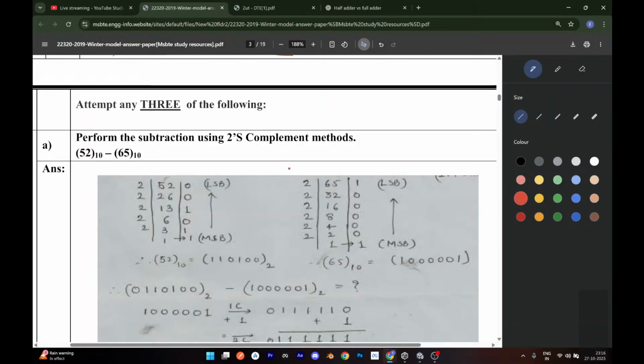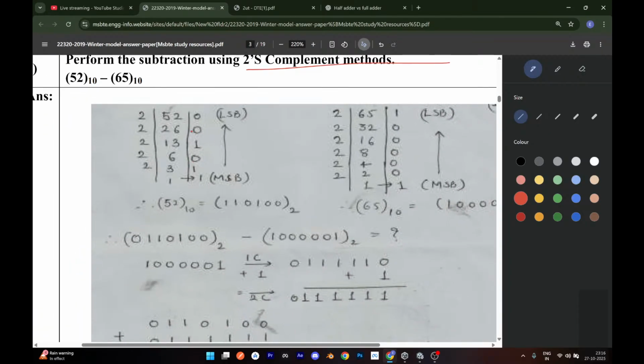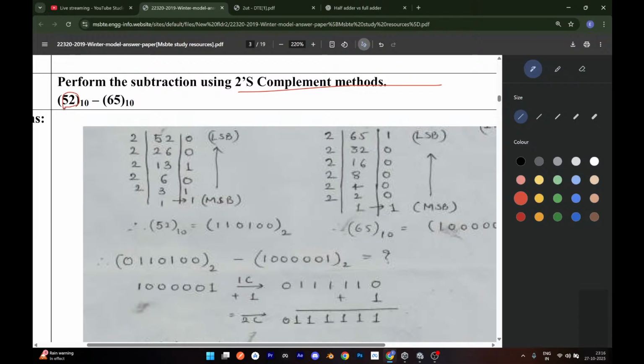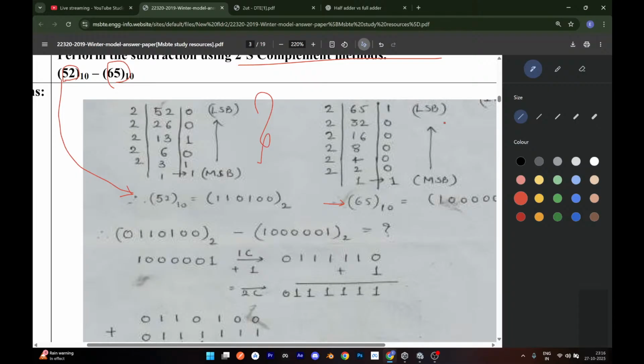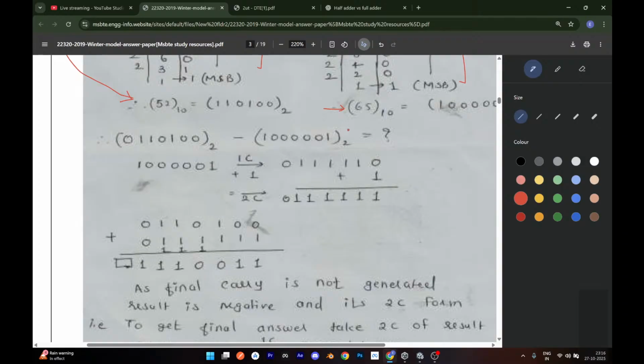After this, perform the subtraction using second complement. So yeah, let us do the second complement part. What are we doing here? First, we have converted this 52 into a binary part. I know this is pretty much easy. I think so. Yeah, guys. After this, 65 into a binary part. Except this, there are more easy ways as well, and this is also fine, not an issue. After this, we have got two values, 52 and 65.